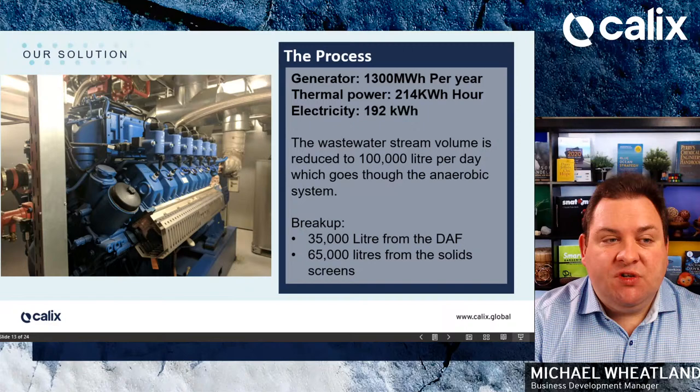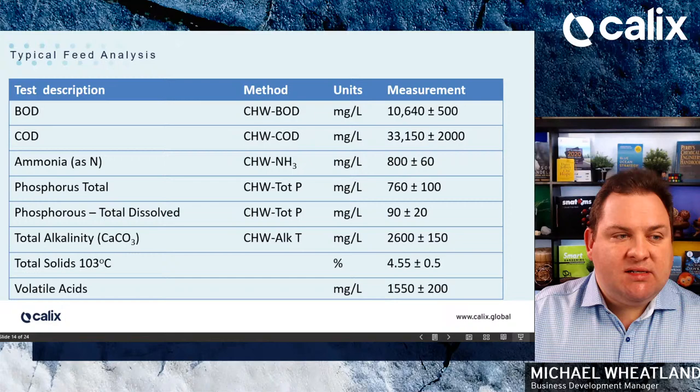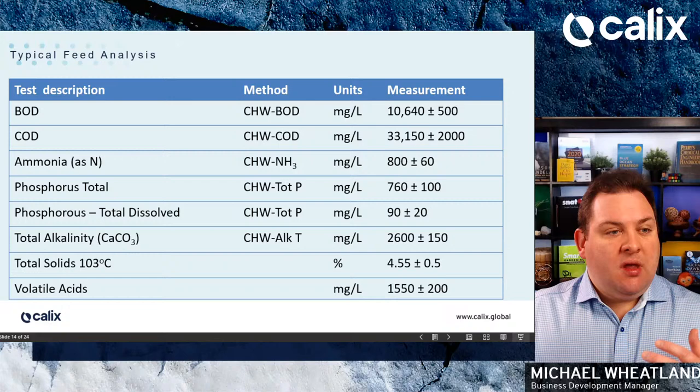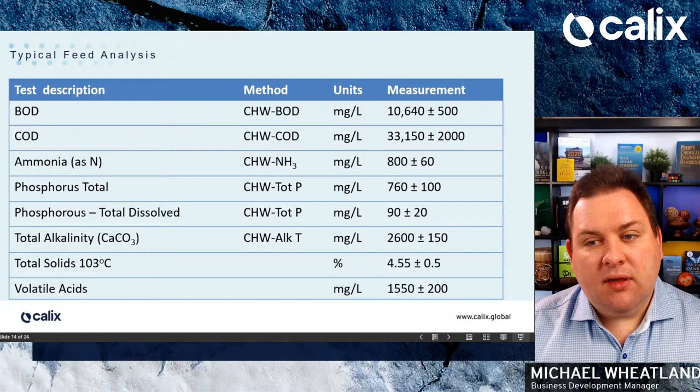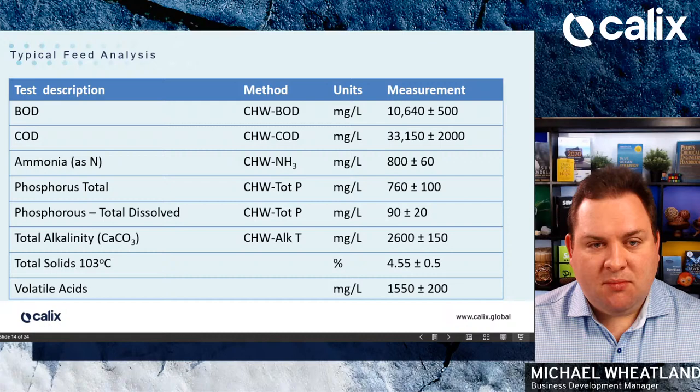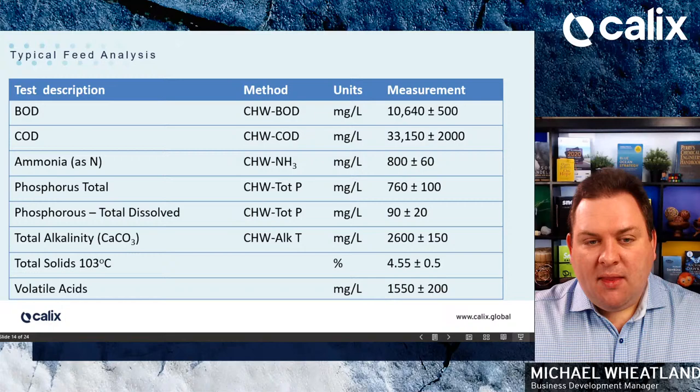These are the typical feed analysis. So it's probably not going to mean much to a lot of people, but if you've got your own digestion system, it gives you a bit of an idea of where we started, to show the difference between the start and the end result. So looking at a biological oxygen demand of about 10,000, chemical oxygen demand of about a third of that, and those are the typical ammonia, phosphorus, volatile fatty acid results that we were getting.